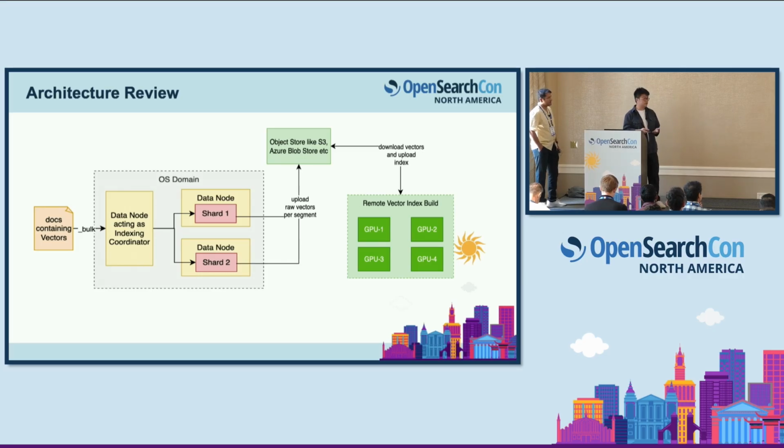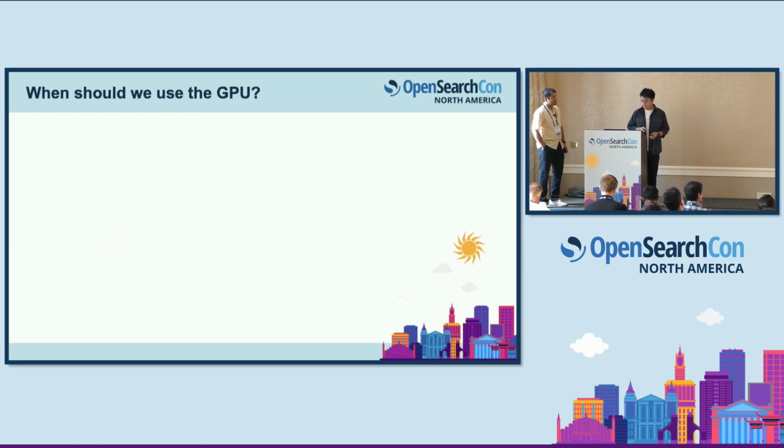This raises two questions for us, though. First, when should we actually do this upload? And second, what happens if something goes wrong in our remote index fleet? So let's talk about the first one first. When should we actually use the GPU? Should we upload each vector to the object store as it comes in, one by one? Probably not. That would create millions of objects in our remote object store, right?